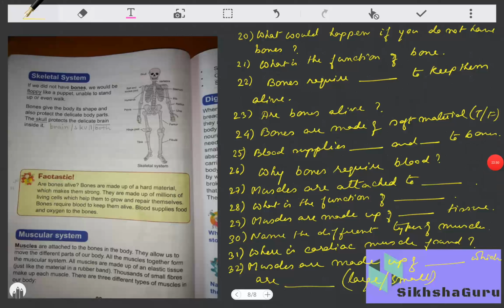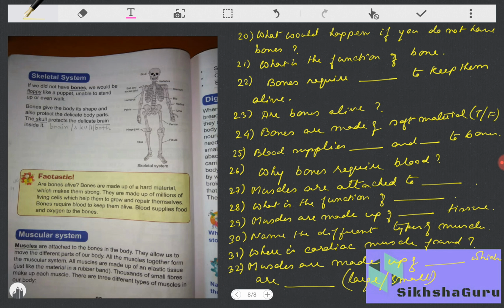What would happen if we did not have bones? Number 21, what is the function of bone? 22, bones require dash to keep them alive. Number 23, are bones alive? Number 24, bones are made up of soft material. True stroke false. 25, blood supplies dash and dash to the bones. 26, why do bones require blood? 27, muscles are attached to dash.